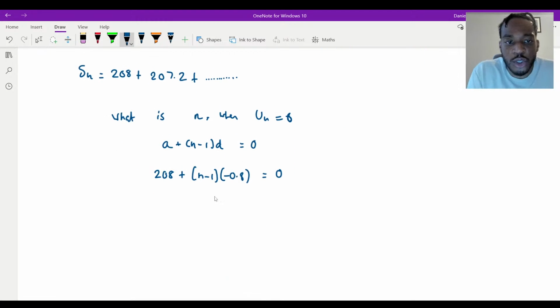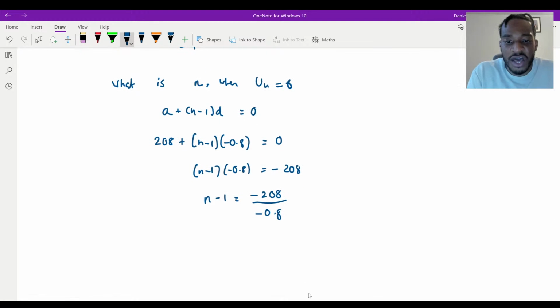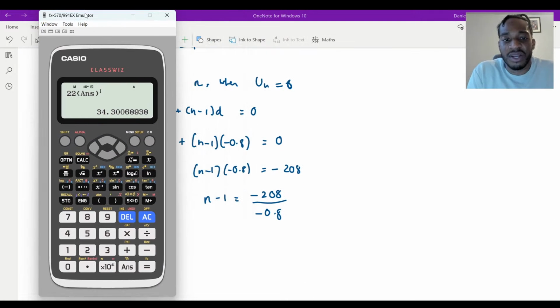I'm going to move the 208 over, so I'm going to get n minus 1 times minus 0.8 is going to equal minus 208. And I'm going to divide by minus 0.8. So I get n minus 1 is going to equal minus 208 divided by minus 0.8. And then I'm going to work that out first and then add one. Just because I'm doing a live stream, I just want to be clear. So I'm going to work that out and see what I get.